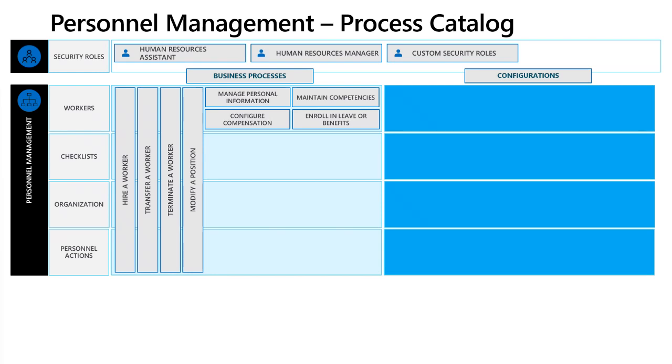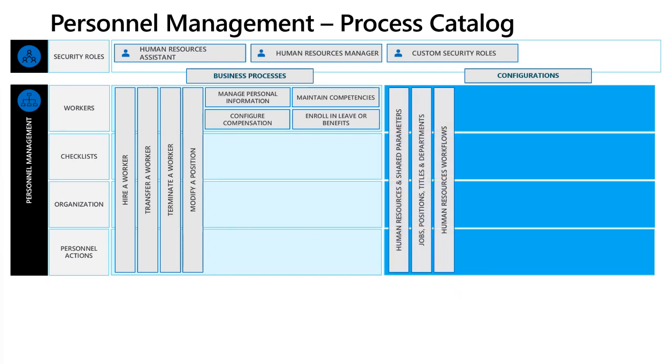When we look at the key business processes for workers, this includes managing personal information directly on the worker records, maintaining competencies on workers, such as skills and education background, enrolling the worker in leave and benefit plans, and configuring their basic compensation information so that you can pay the worker. When we look at the key configurations related to workers, you can first see that there are several configurations that cross all 4 areas, including the parameter positions, jobs, and departments, as well as workflows.